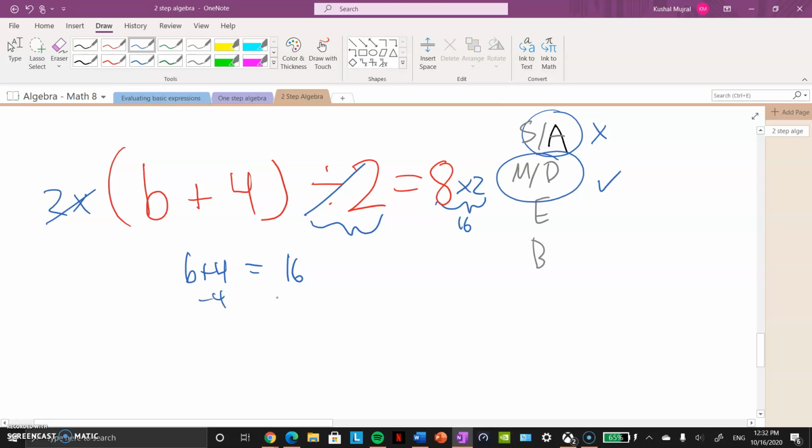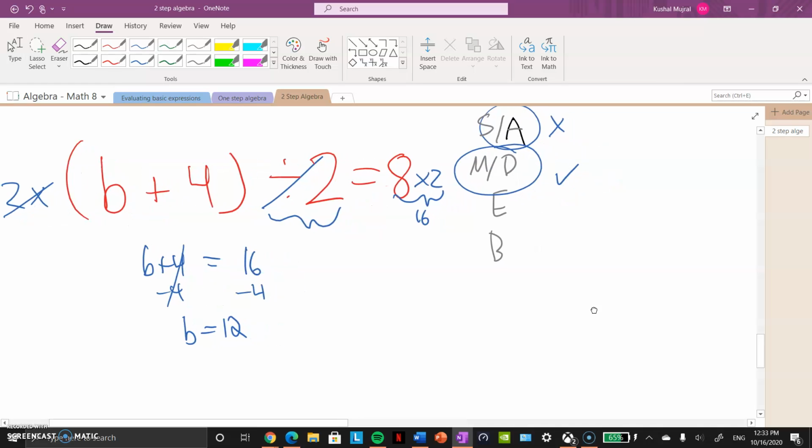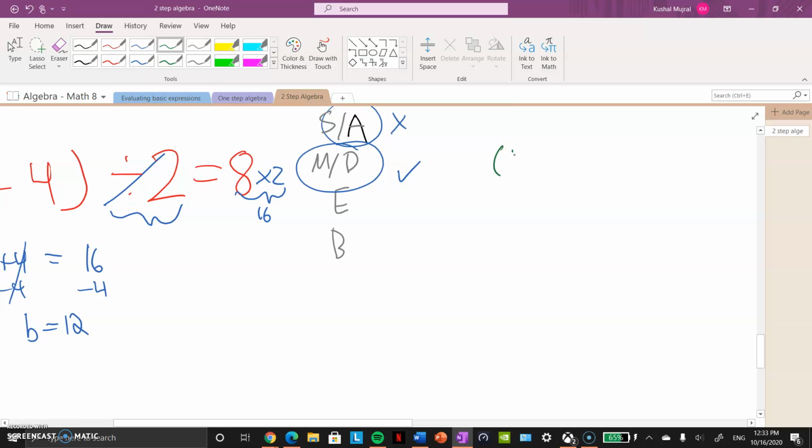So then you subtract 4 from both sides to get rid of this 4, b equals 12. And I'm going to do this one more time, just in a different method. So b plus 4 divided by 2 equals 8.